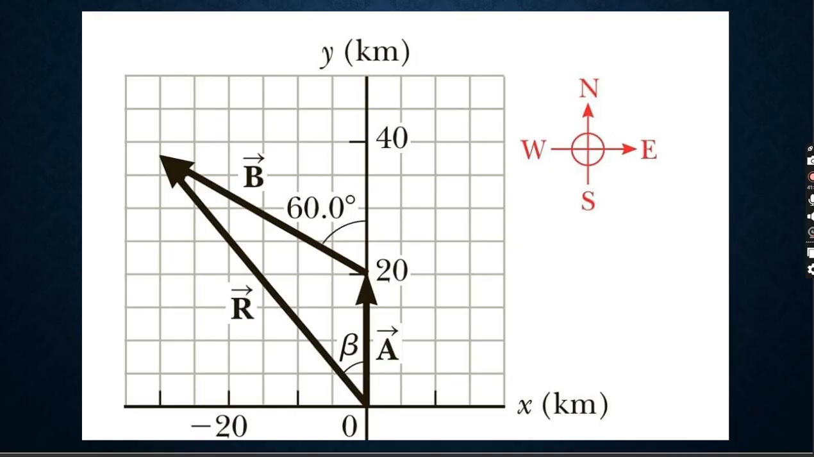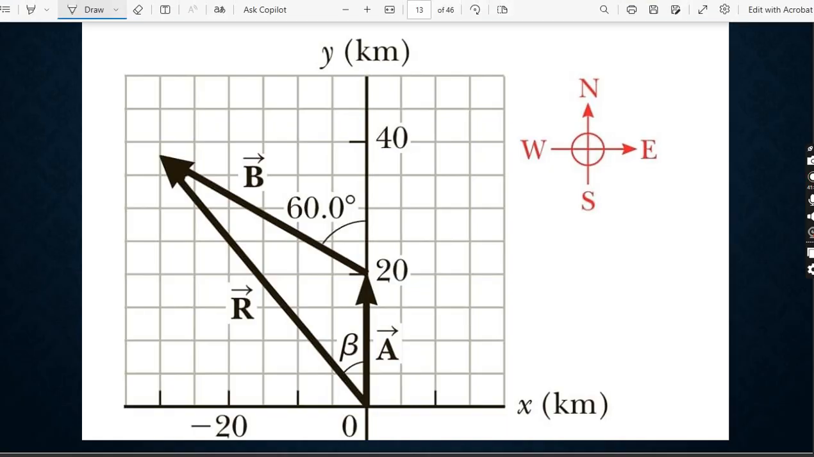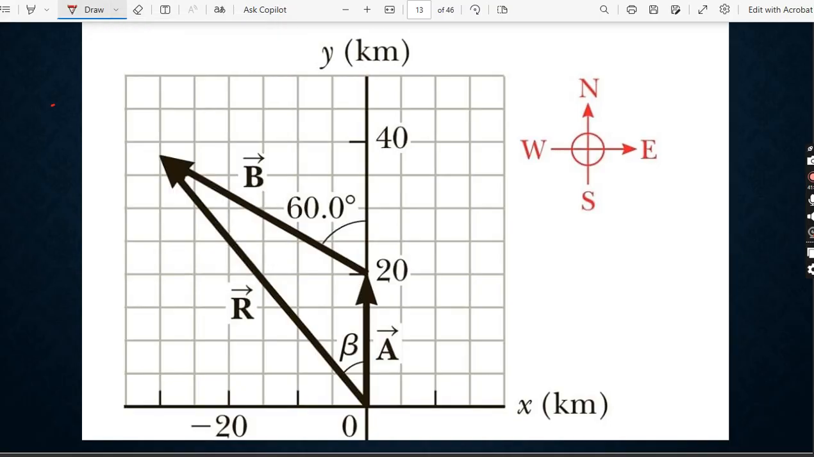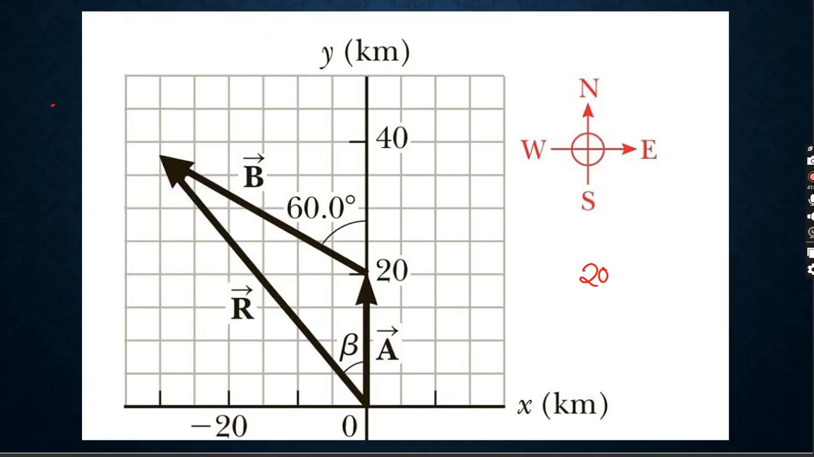So this is what I was talking about. This is the first vector. You can name the first motion as moving 20 kilometers north. That's why you can see the first vector is reaching 20 kilometers here, in the north direction. They used the compass here.